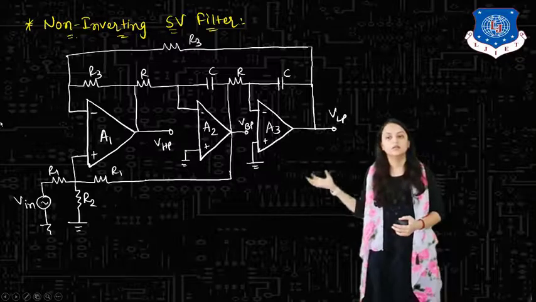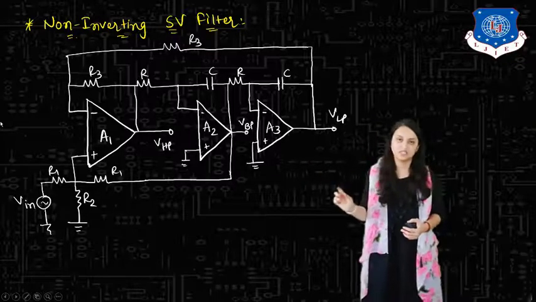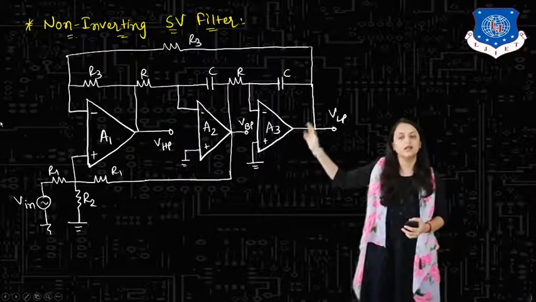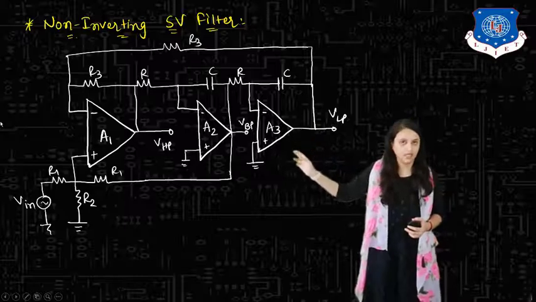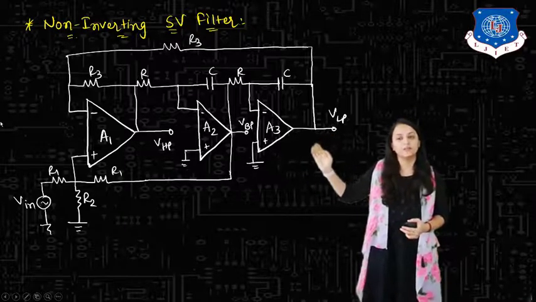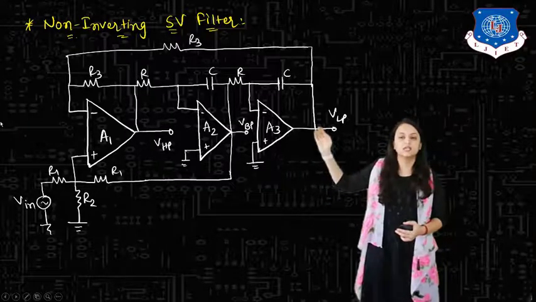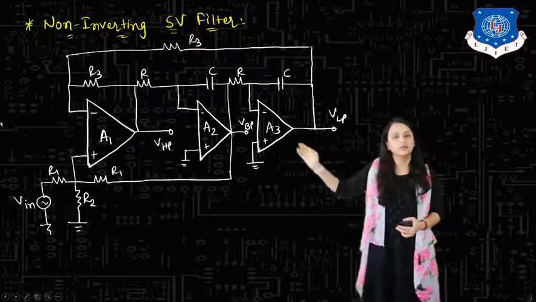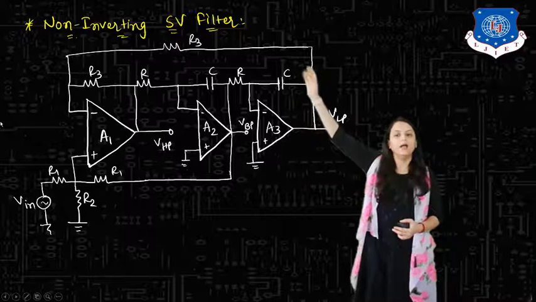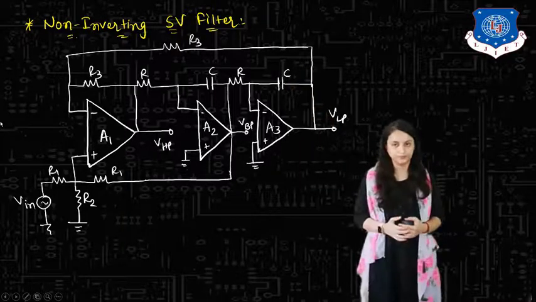Then the output of the first op-amp A1 is called as VHP, that is high pass filter voltage. Then R is connected and its output is given to the A2 op-amp, that is second op-amp, in which the feedback capacitance C is used. Then another resistance R is there, and in the feedback of A3 op-amp, capacitance C is connected, and the common feedback element is resistance R3.